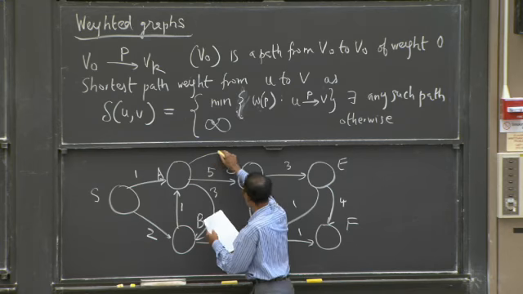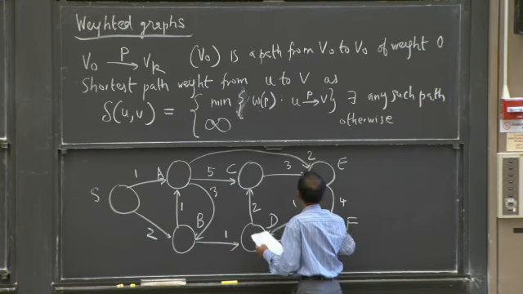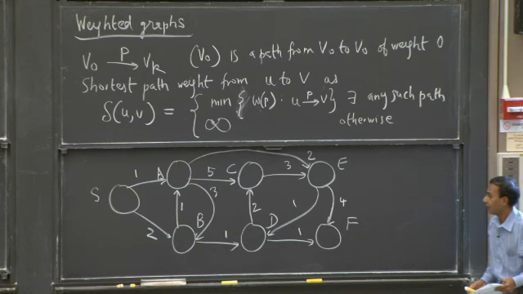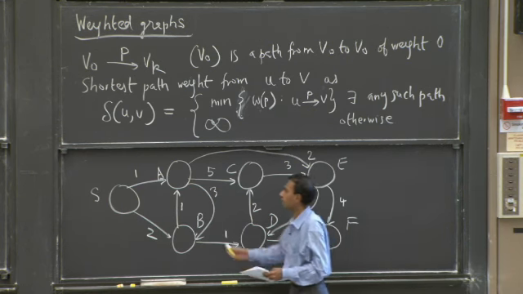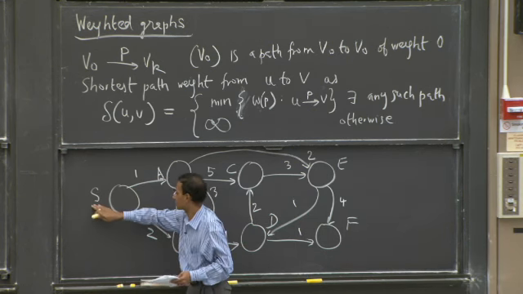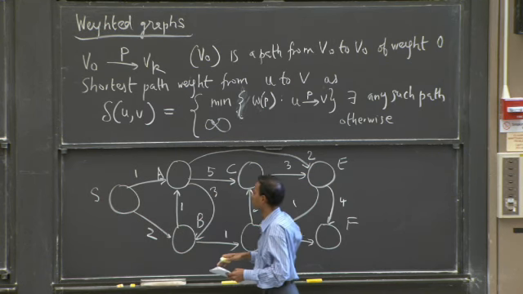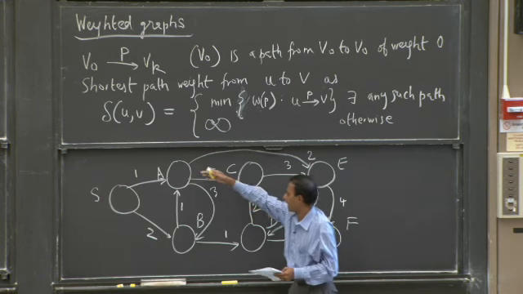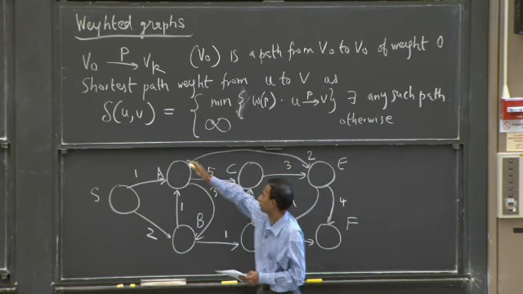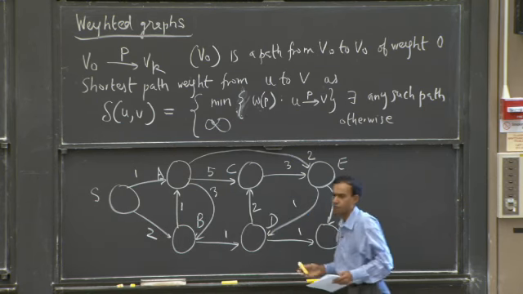I got one more here. So that's what's given to me. And I want to find delta S plugged in for U and A, B, D, etc. plugged in for V for this graph.